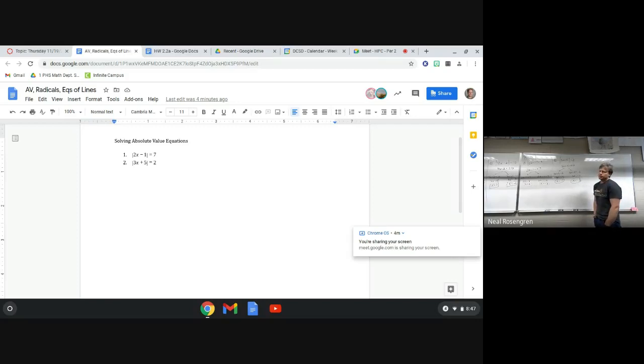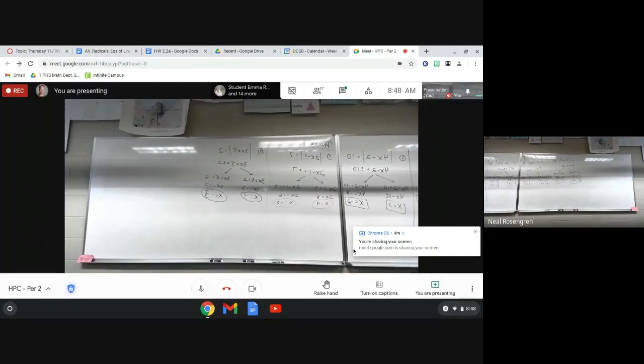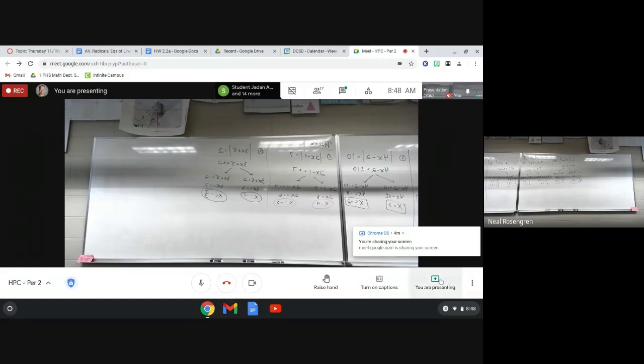Pretty simple concept, but definitely worth reviewing. Something that doesn't come up much past Algebra 1. You see it in Algebra 1, and then we kind of move past it. So, all good? Any questions? I'll leave that up there for a second. I'm gonna stop presenting for a moment.